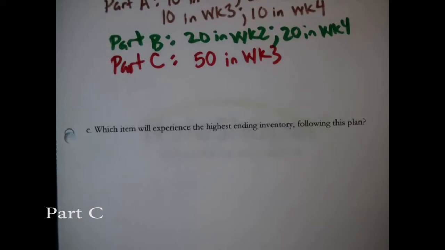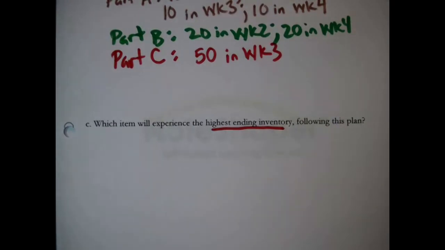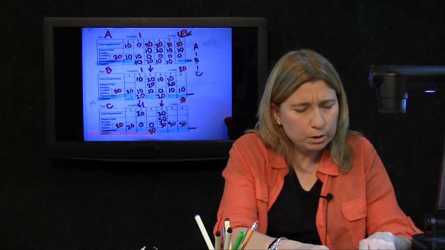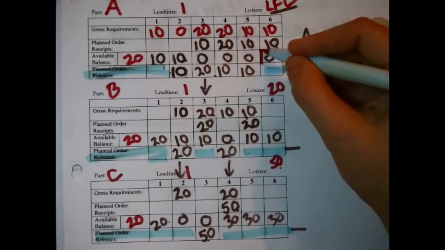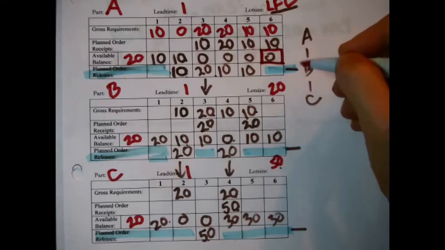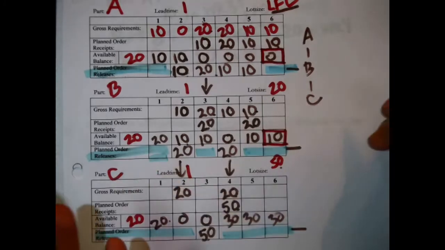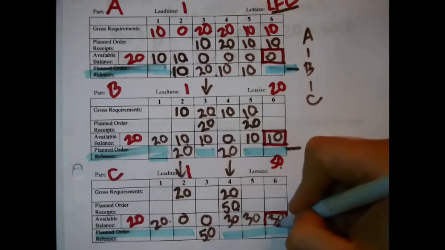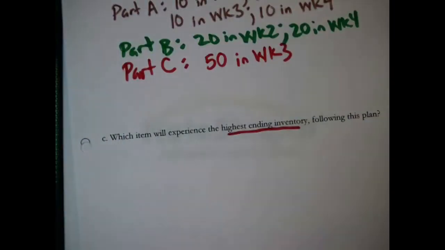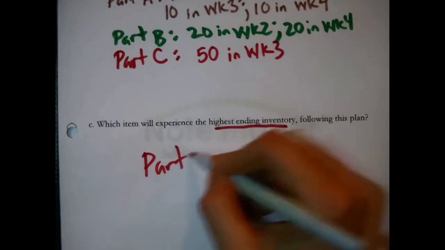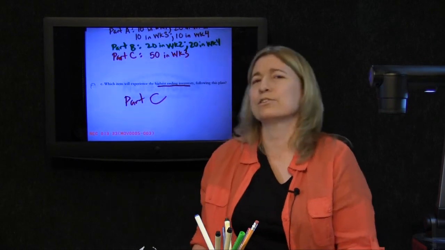Which item will experience the highest ending inventory following this plan? Oh, that is easy to answer, because I go back to my work. Available balance is the ending inventory. A, the ending inventory is 0. B, the ending inventory at the end of this whole plan is 10. And C, the ending inventory is 30. Which one of these is the highest? There's the answer. Following this plan, Part C will have the highest ending inventory.